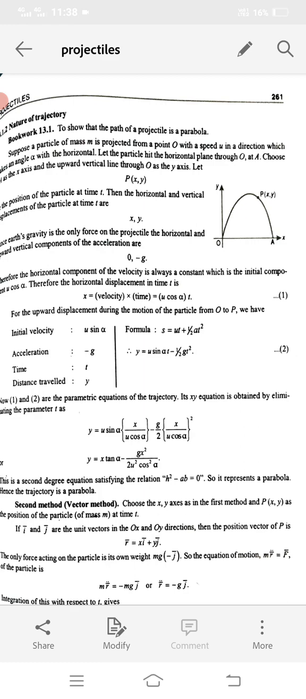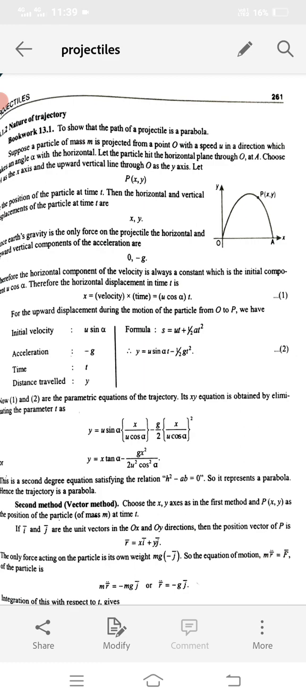For the upward displacement during the motion of a particle from O to the point P, we have initial velocity u sin alpha, acceleration is minus g, time taken is t, distance travelled by the particle is y. Using the formula S is equal to ut plus half at square, we put y is equal to u sin alpha t minus 1 by 2 g t square. Here we are having two relations. One is x is equal to u cos alpha into t, and another one is y is equal to u sin alpha t minus 1 by 2 g t square.